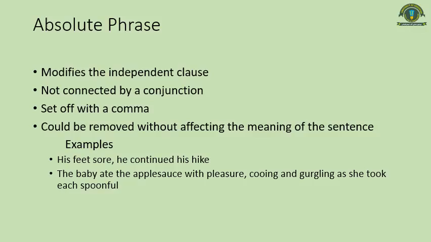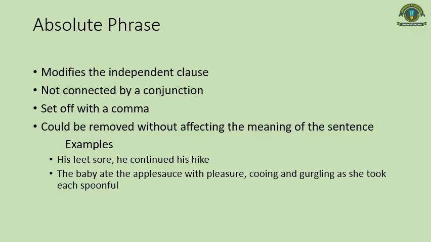The last phrase would be the absolute phrase. An absolute phrase is a phrase that modifies the independent clause but is not connected to the sentence by a conjunction. It's set off with a comma only, and it could be removed from the sentence without changing the meaning of the sentence. For example, his feet sore, he continued his hike. We could remove his feet sore and we would still have a complete sentence because he continued his hike is an independent clause. His feet sore, therefore, is the absolute phrase.